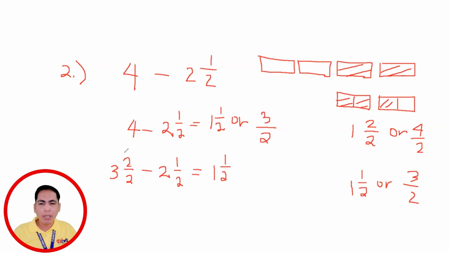Or we can also rename the 4 into 8 halves. 8 halves, or 8 over 2, is equivalent to 4. When we subtract 2 and 1/2 from it, 2 and 1/2 can also be renamed as 5 halves, to give us 3 halves, or 1 and 1/2.